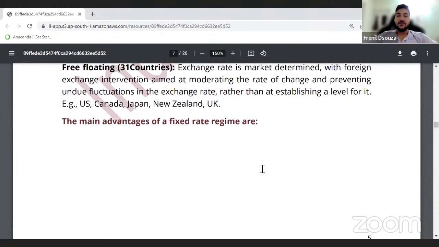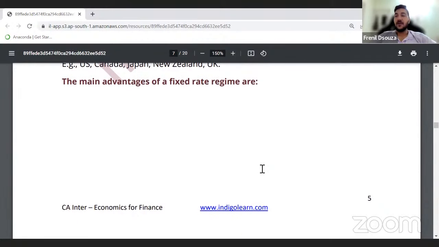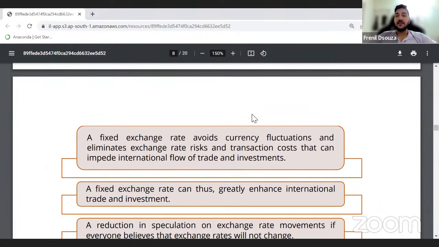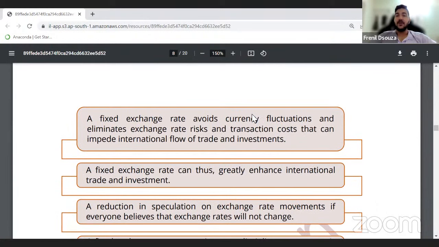Next, let us go ahead and learn the next part. We have learned the IMF classification. So now what are we going to learn? The advantages of a fixed rate regime. Why do countries go for a fixed rate regime? We have seen that there are so many countries, either they are coming under currency board arrangements, which are literally fixed, or they're coming somewhere around the fixed peg.